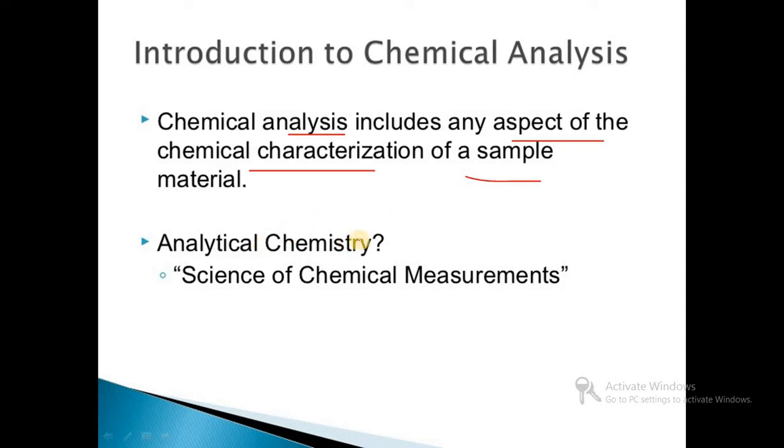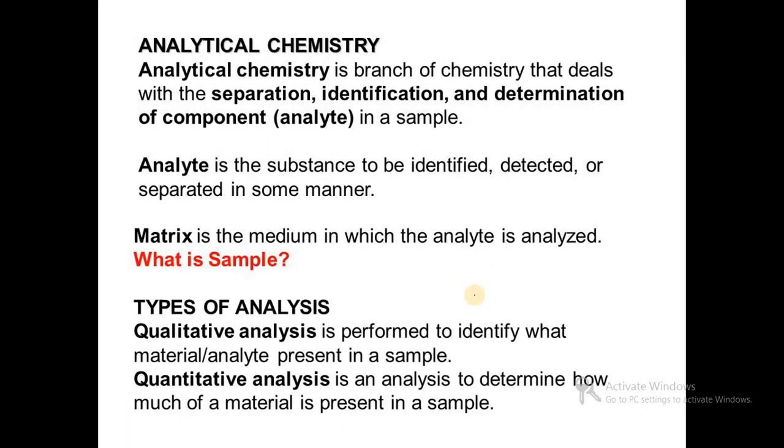So what is analytical chemistry? That is the science of chemical measurements. So various parameters will be checked in analytical chemistry. Analytical chemistry is the branch of chemistry that deals with the separation of the material, identification of the material, then determination of components in the sample.